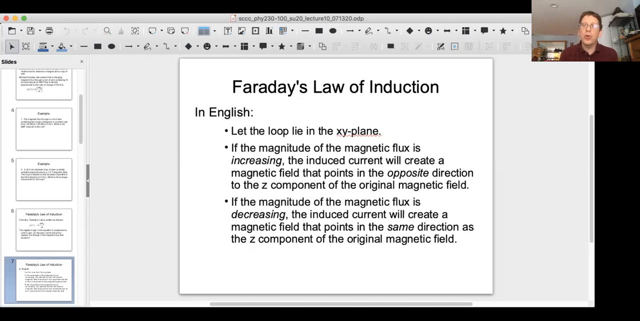So again, you think of a coil of wire. If it's in the XY plane, the magnetic field due to the current in that wire is going to point in either the positive Z direction or the negative Z direction. And so this is how it depends. If the magnitude of the magnetic flux is increasing, then the induced current will create a magnetic field that points in the opposite direction of the Z component of the initial magnetic field. And if the magnetic flux magnitude is decreasing, the induced current's magnetic field will point in the same direction as the Z component of the original magnetic field.